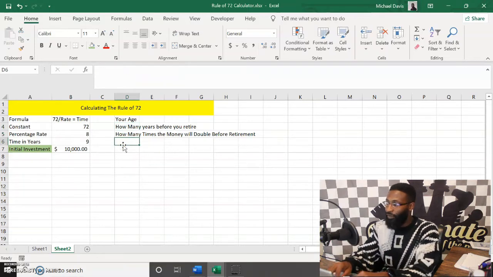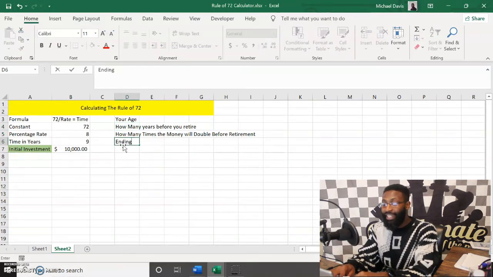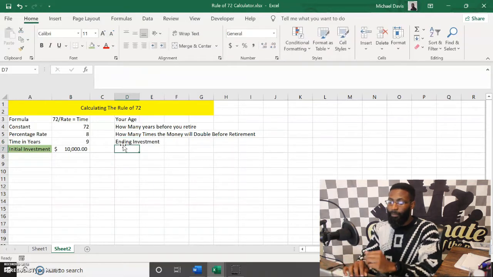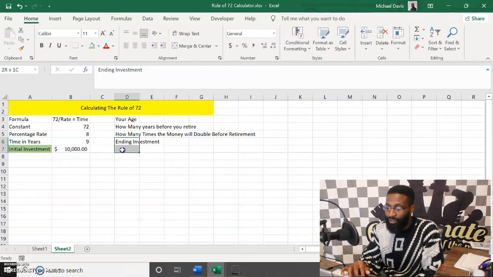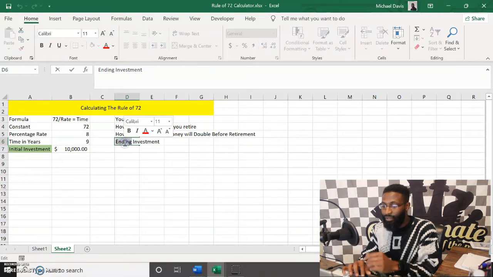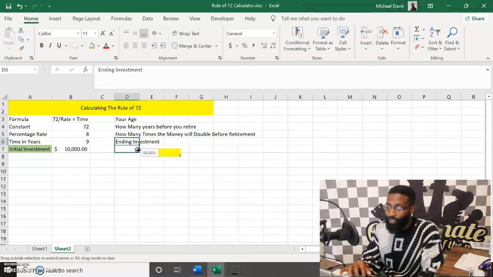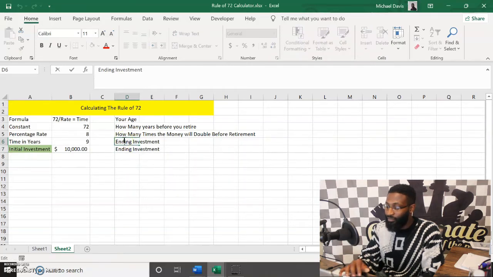Let's see what we got over here. We have the ending investment. Now let's move this down. Okay, it won't let me just move it down like that. Fine, do that.